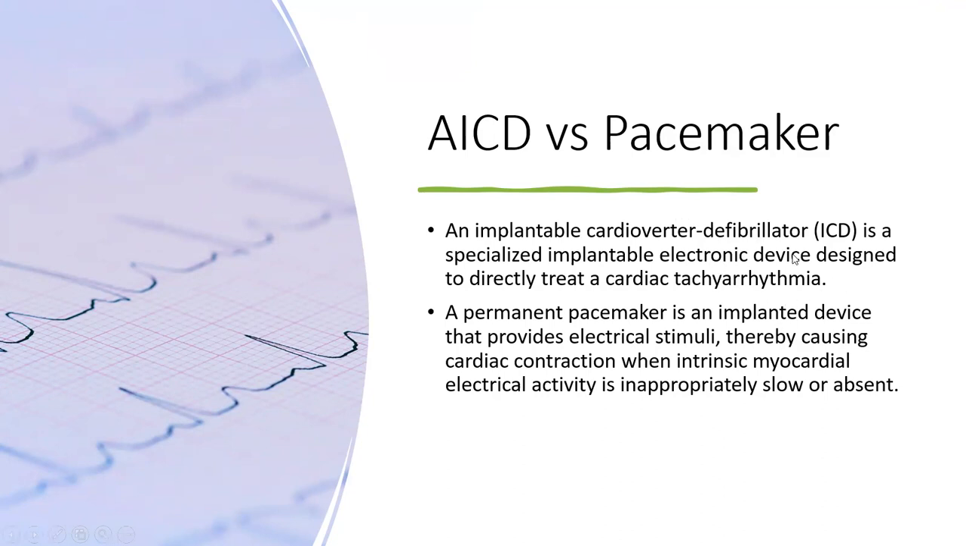Basically, an AICD is usually for your tachyarrhythmias. So things like my heart's going too fast, so I'm going to slow it down with a little bit of a shock. Or with your pacemaker, my heart is too slow, so I'm going to do something to pump it up.